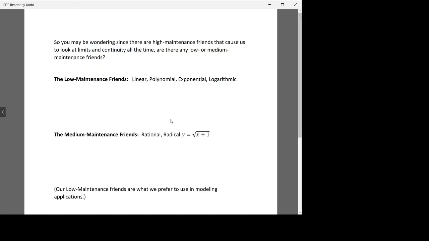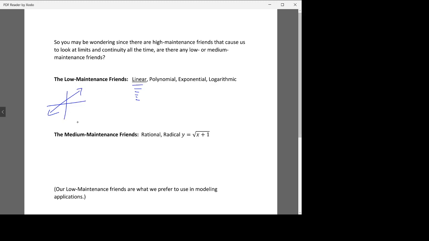So you might also be wondering, just to finish up here, since there are these high maintenance friends that make us look at limits and continuity all the time, are there any low or medium maintenance friends? And yes, there are. The low maintenance friends we want to be around and invite to our party are linear functions. They're so sweet. A line, is it a function? Yes, it's so easy. Is it continuous? Yes, it's so simple. And then we can figure out the slope and we know everything about it. And it's a pretty good estimate of things.